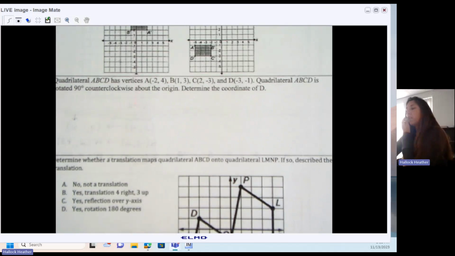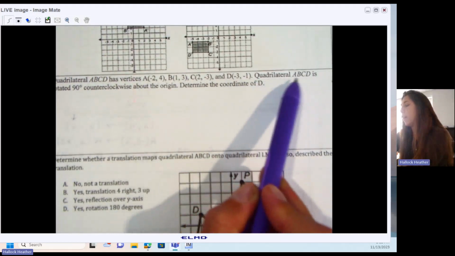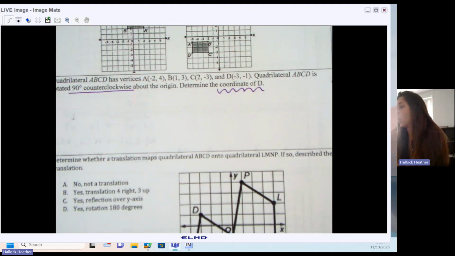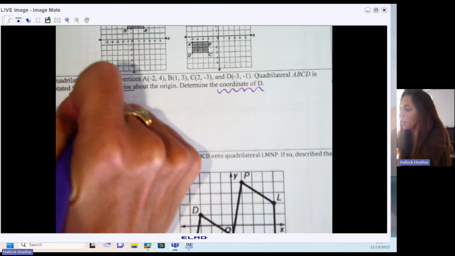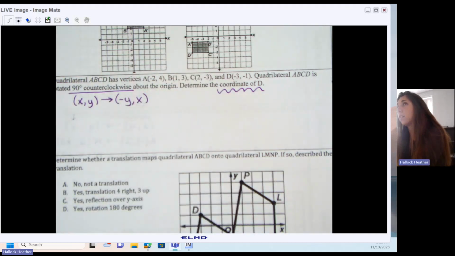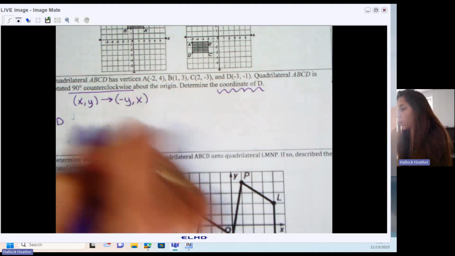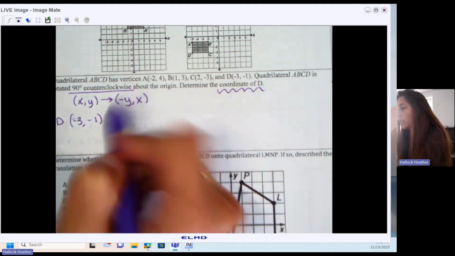For the next one, we have a quadrilateral ABCD. It has these vertices. If I'm going 90 degrees counterclockwise, I need to determine the coordinates of D specifically. So I don't even care about the rest of them. 90 degrees counterclockwise, I'm taking my X and my Y, whatever it is, and I'm changing it to negative Y, X. So D's original point, the pre-image, is negative 3, negative 1. And now I need to change it.